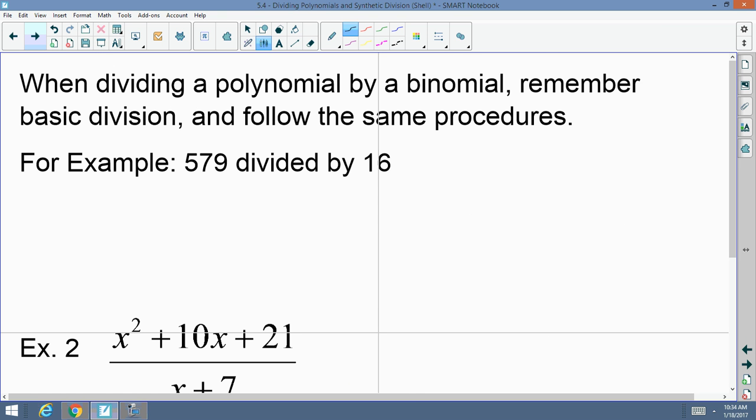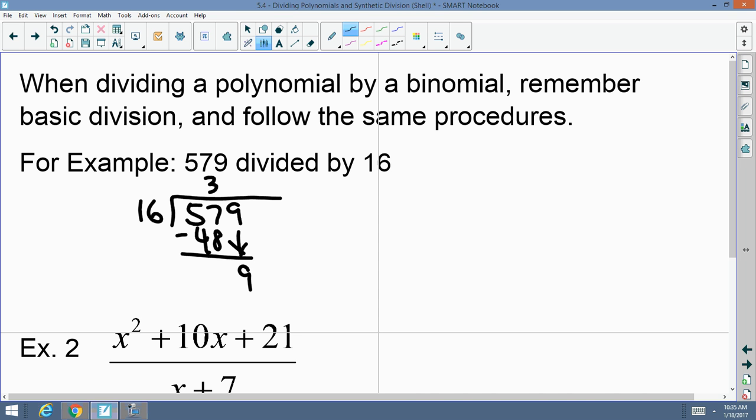Now, when dividing a polynomial by a binomial or by another polynomial, it doesn't have to necessarily be by a binomial. When you're dividing a polynomial by a polynomial, remember basic division and follow the same procedure. Let me explain what I mean. If I were to tell you 579 divided by 16, I guarantee you all of you will be able to do this. 16 on the outside, 579 on the inside. How many times does 16 go into 57? 3 times. So that's 48. Drop down the 9.